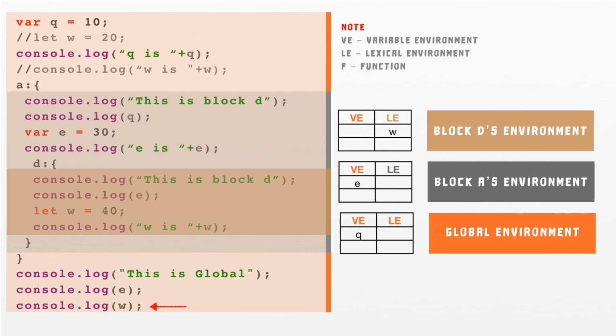Well, in this statement, we are accessing variable W, right? And as we know, first it checks in its own environment record, and it is not in the variable environment and lexical environment of global environment, right? And as it is a global environment, it doesn't have access to its inner environment records. So that's why it threw an error.